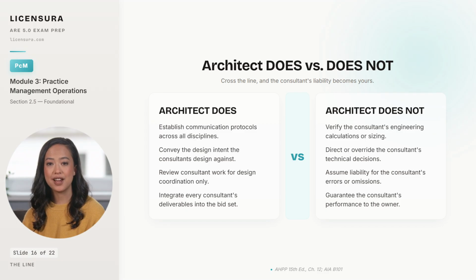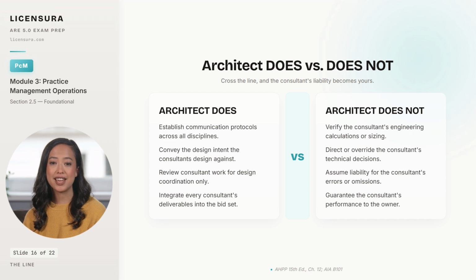Set the 2 columns side by side, and the boundary becomes operational. On the left side, every item is something the architect owns, establishing the communication protocols that route information across disciplines, conveying the design intent every consultant designs against, reviewing the work for design coordination only, and integrating the deliverables into a single, coherent bid set.